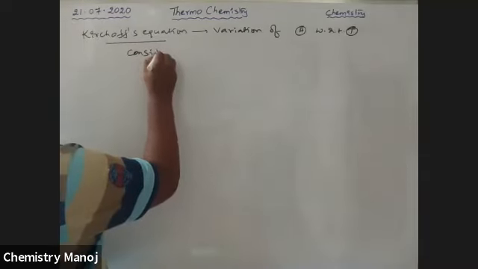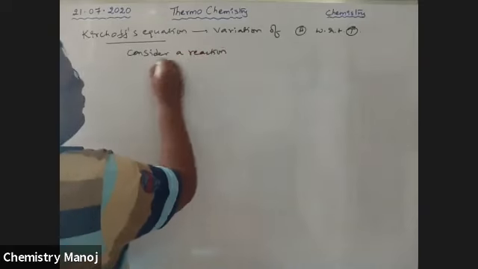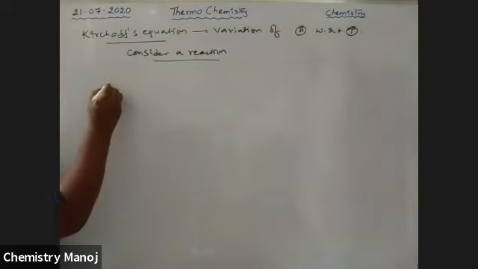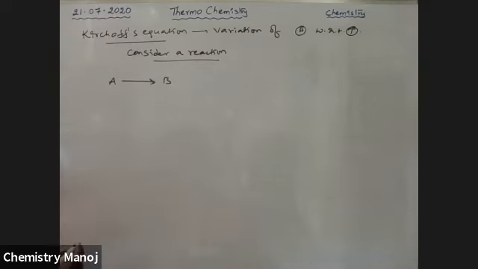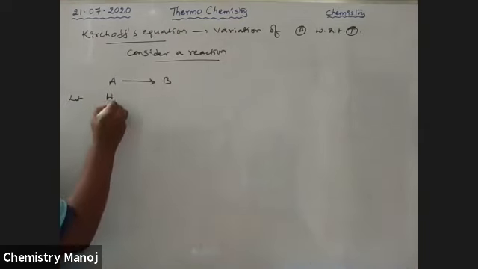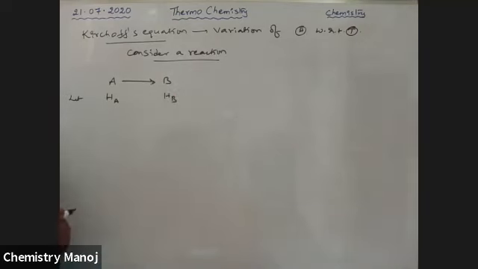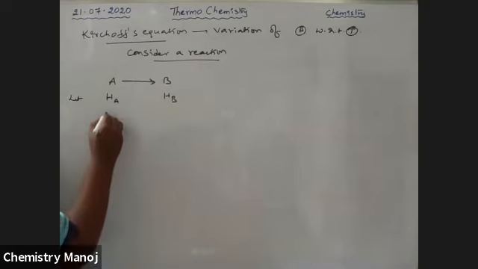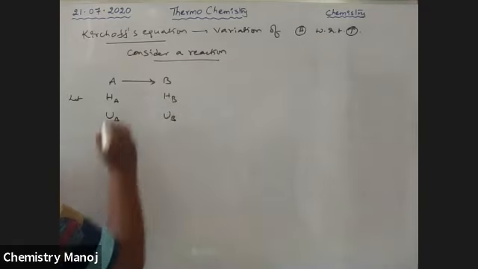Consider a reaction that is A gives B. Let HA be the enthalpy of A and HB be the enthalpy of B. And also UA is the internal energy of A and UB is the internal energy of B.